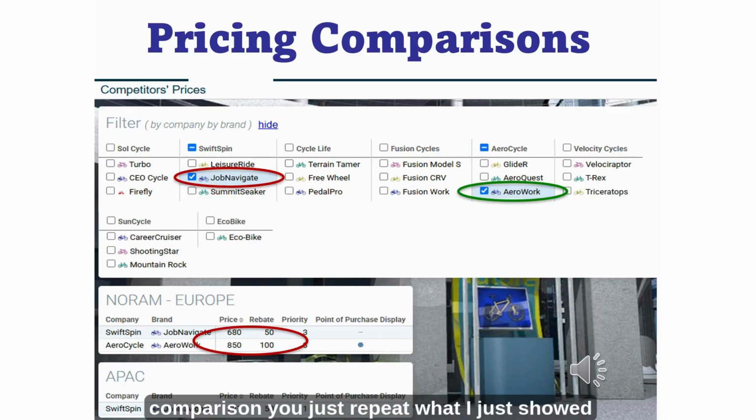For your competitive brand comparison, you just repeat what I just showed you for your ad comparisons, but pricing is different. The price score doesn't really help you that much. You've got to go into the competitors' prices and look exactly at your competitor. So in this one, we're looking at SwiftSpin again, Job Navigate, Work Bike, and the AeroWork for AeroCycle. And we're going to compare their prices.